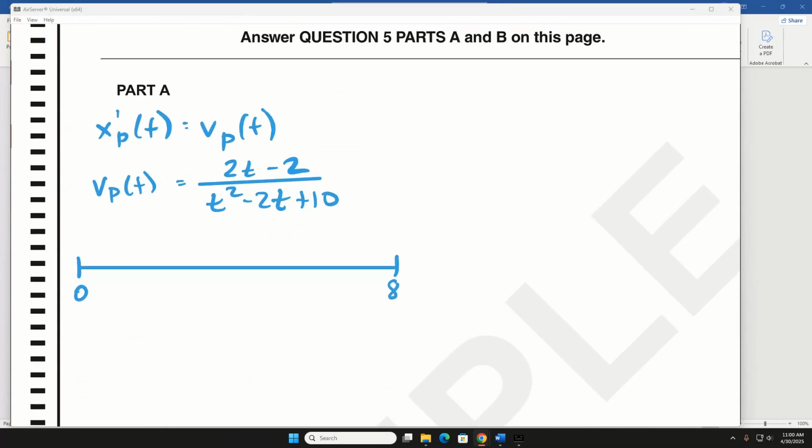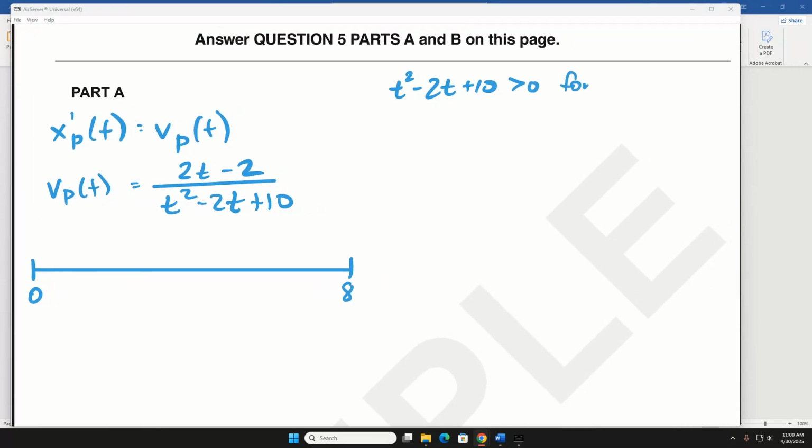So let's jot that down. That's a lot of knowing stuff. You need to tell the person that you know it. So we know that t squared minus 2t plus 10 is greater than 0 for all t with 0 less than or equal to t less than or equal to 8. Otherwise, the natural log of it would be undefined.